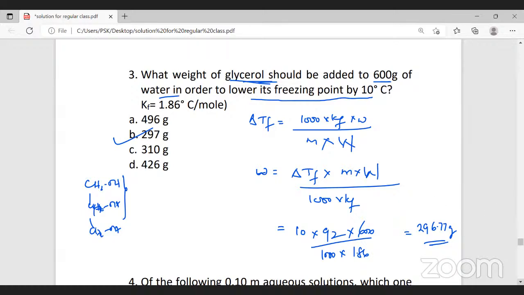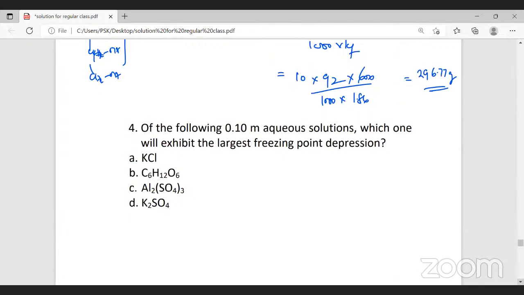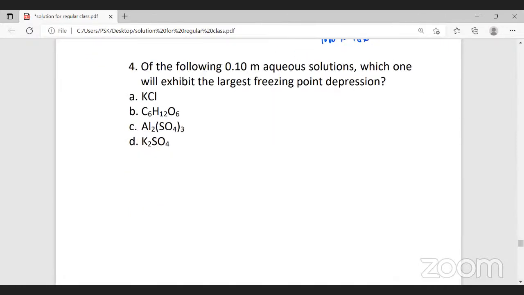Followed? Yes, sir. Now, this question is a little different from the three questions we have learned. We will try to understand. It's a very simple question. Of the following 0.10 molar aqueous solutions, which one will exhibit the largest freezing point depression?